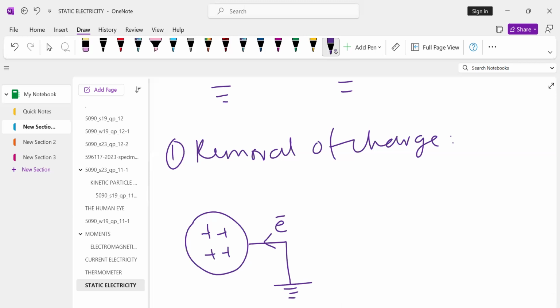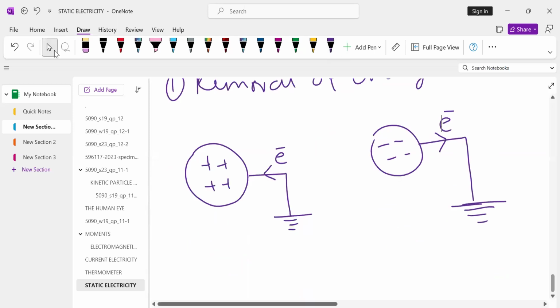And we have discharging of charge, in which, for example, this is a sphere with negative charge. Now the electrons are moving out. The direction of the electrons is outwards. So such a question can come in P1 in the MCQ paper.